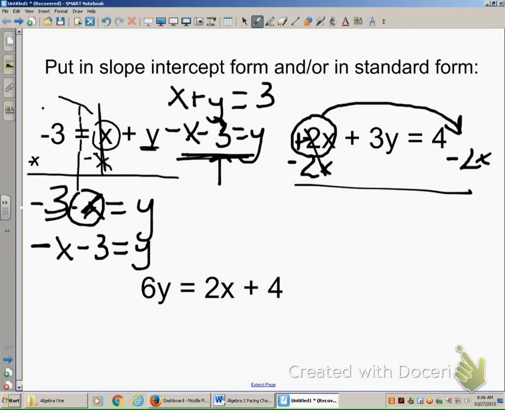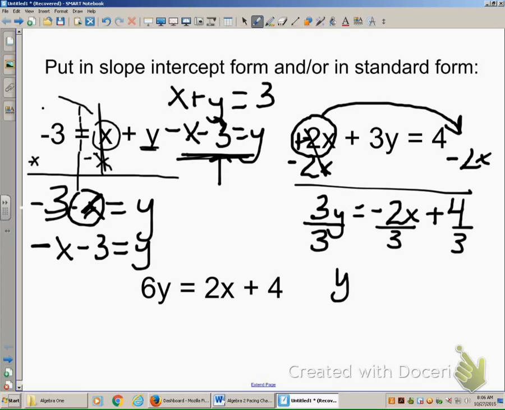So 2x, take away 2x, that's gone. I'm left with 3y equals a negative 2x is left on this side, and a positive 4 is left on this side. I'm almost there, but I want y all by itself, so I've got to get rid of this 3 that's being multiplied by y. I'm not moving the whole y term over, so I'm not adding or subtracting. I'm just separating the 3 from the y, so I divide every term by 3. So I have y equals negative 2/3 x plus 4/3.